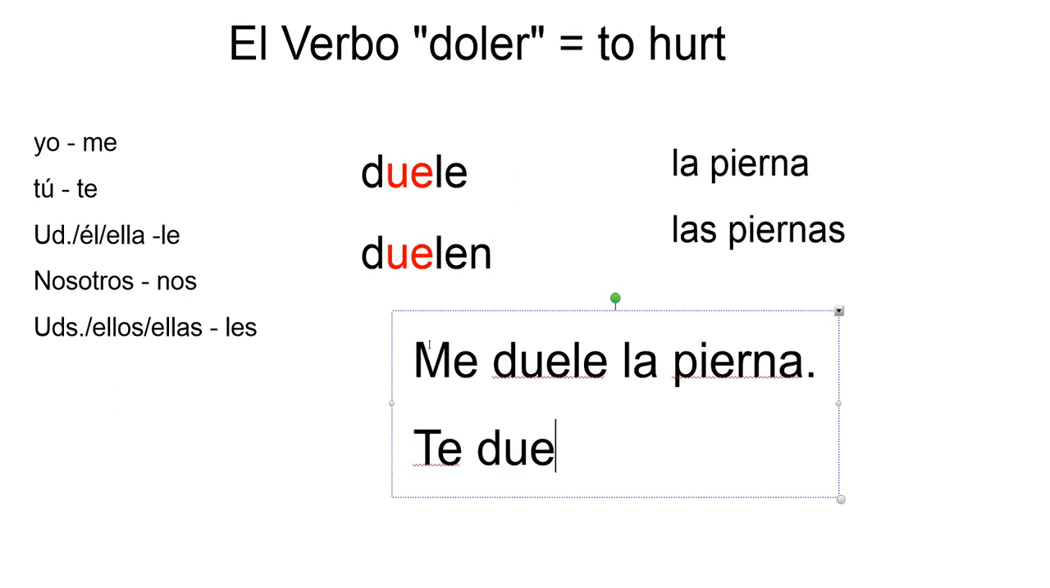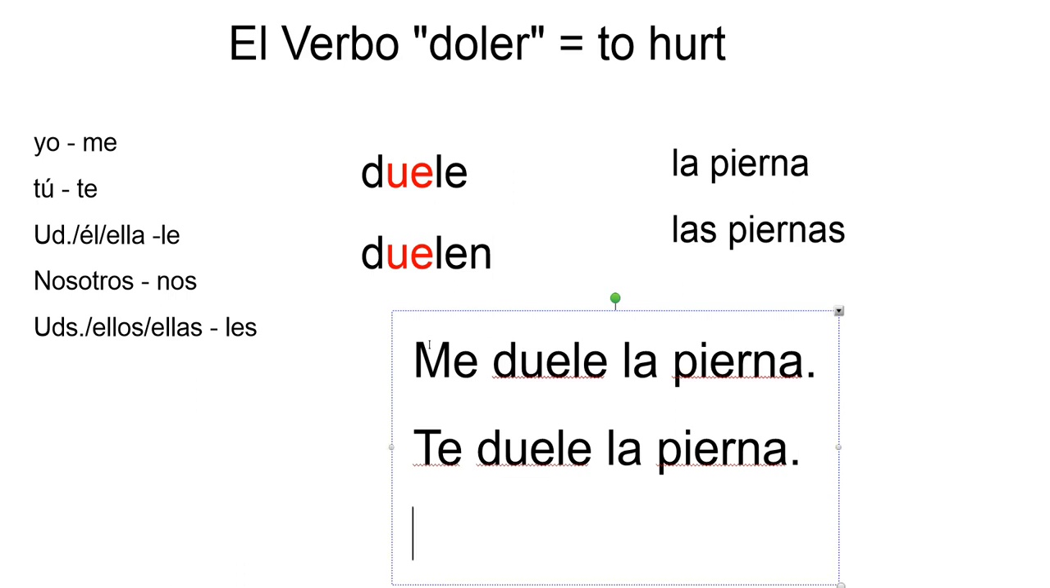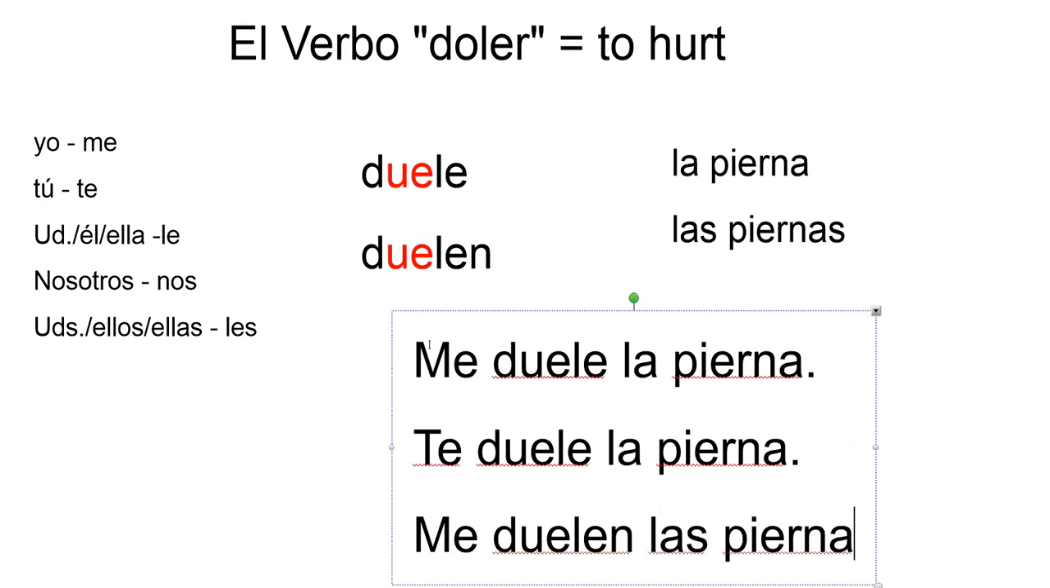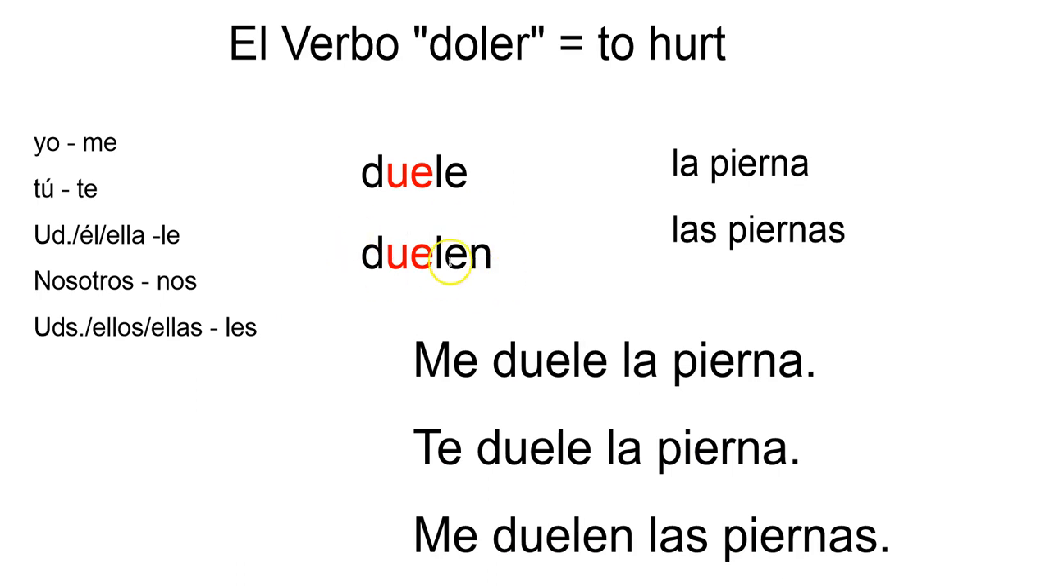Or you could even ask it as a question. Te duele la pierna? Does your leg hurt? If more than one leg hurts, both of them do, you're just going to go me duelen las piernas. So the key is here that if more than one thing is hurting, in this case, you're going to use duelen. If it's only one thing that hurts, you're going to use duele. These are the only two forms you need to remember. And then the only other thing you need to remember is either me, te, le, nos, or les.